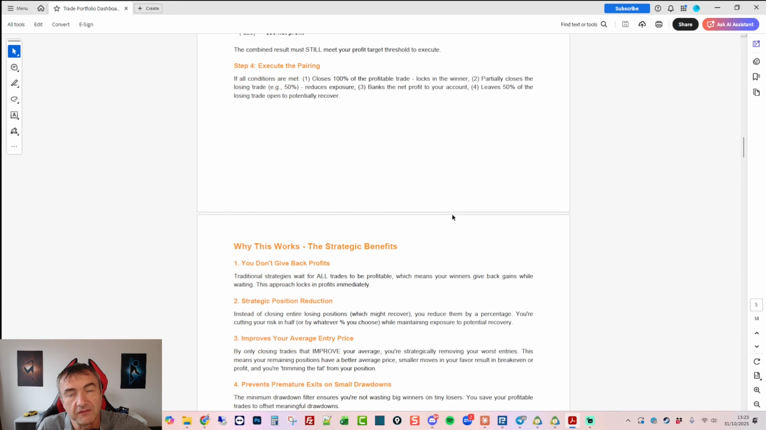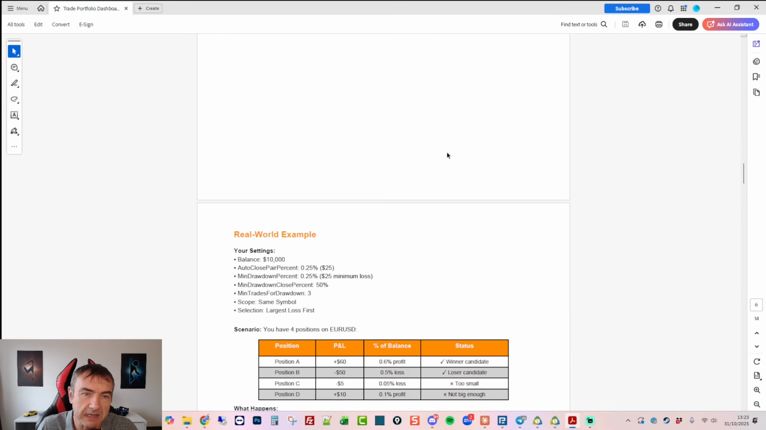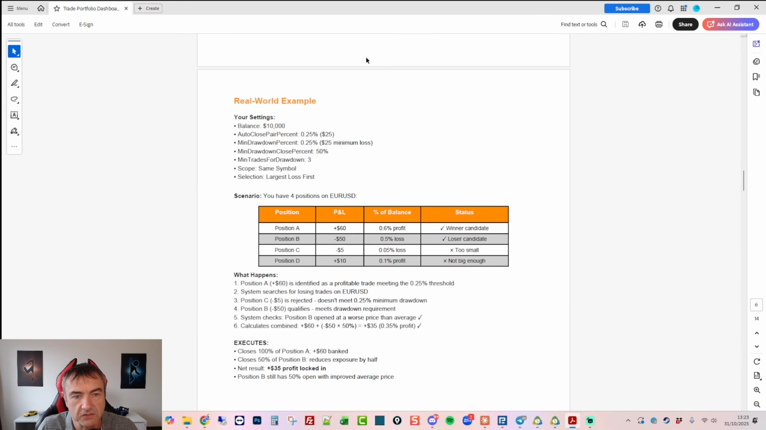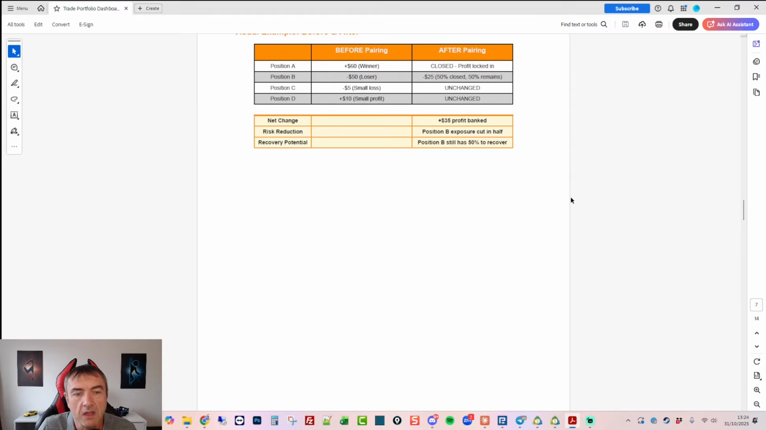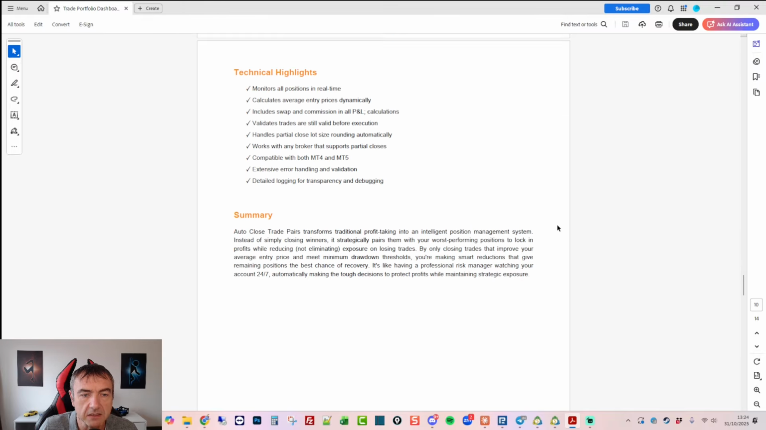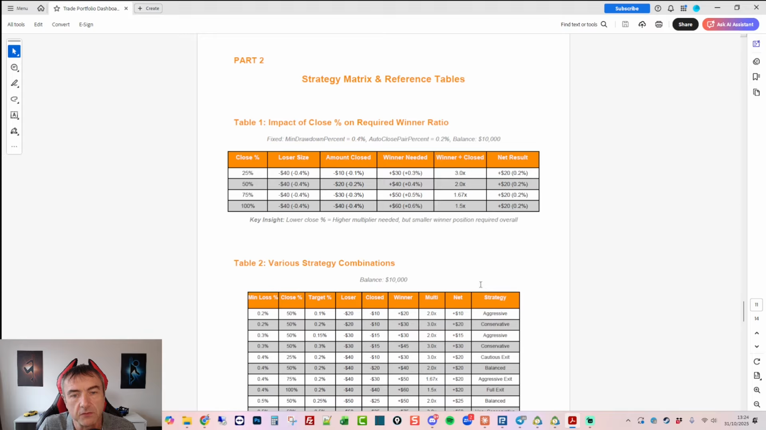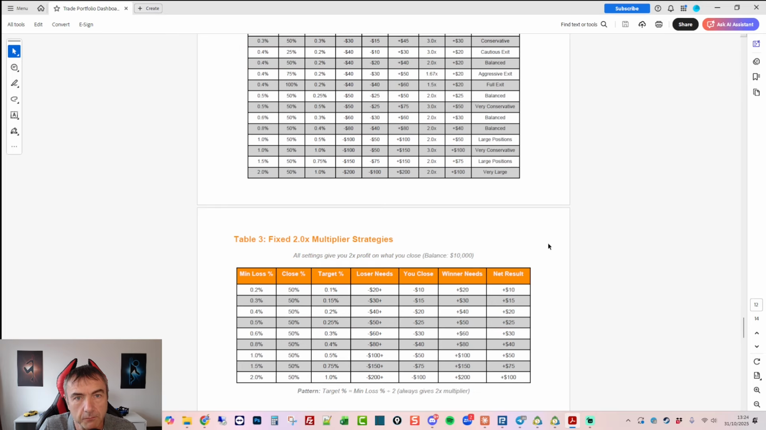And there are going to be links in the description below if you want to go into the website and have a look at this and access this PDF. It talks you through the logic and explains exactly how it works and why it's beneficial. There are a few examples in there as well. We also have further down here a sort of strategy matrix, if you like, reference tables, which give you lots of examples of the different settings and what they will give you as a net result and how they will help your positions.